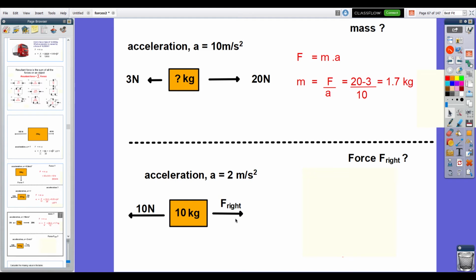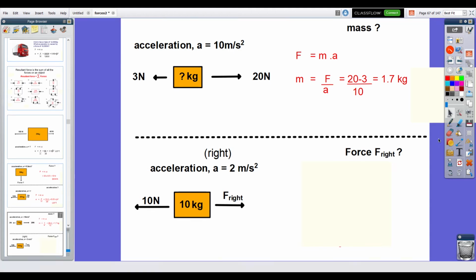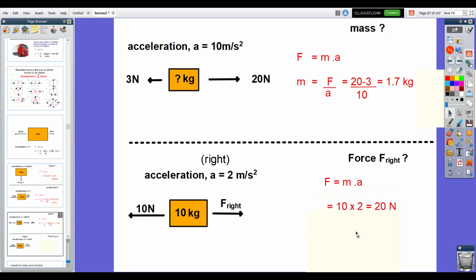This is just saying the force to the right. So this has got an object here. It's 10 kilograms. It's got 10 units to the left. It's got this unknown force to the right. I don't know whether it's bigger. The acceleration is 2. I'm going to make it a bit more clear: the acceleration is to the right. You could actually get two solutions to this because I haven't been very clear which way it's accelerating. So tut tut on me. So it's accelerating to the right. I've clarified that for you. F equals ma.